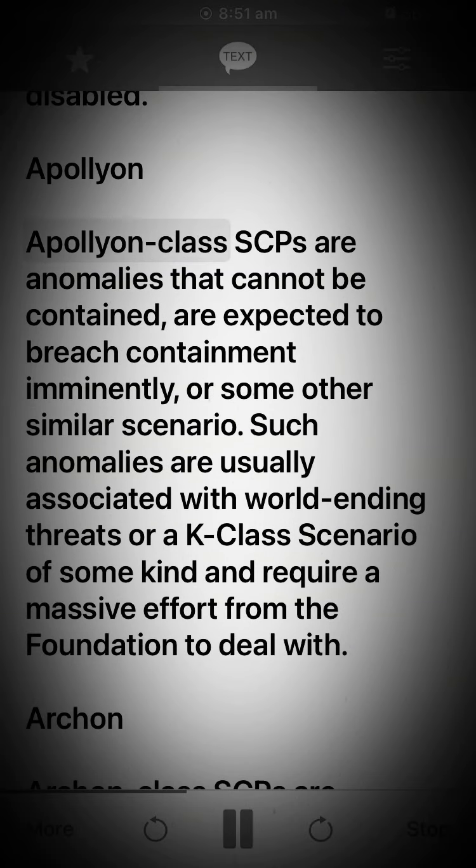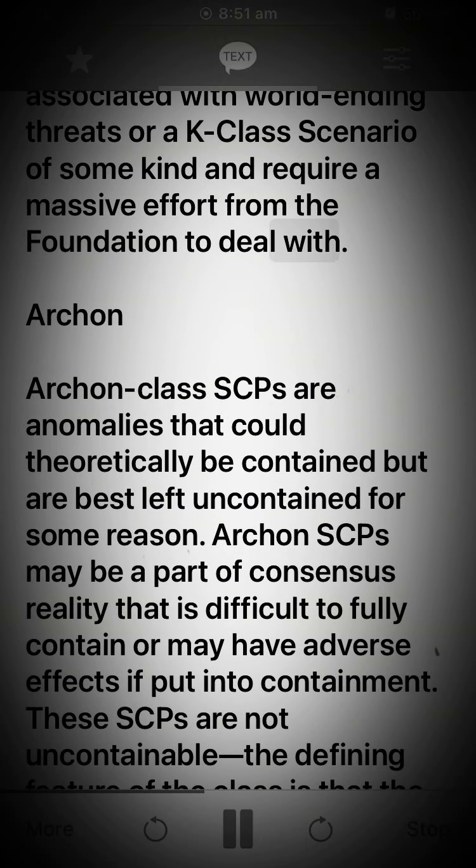Apallion. Apallion class SCPs are anomalies that cannot be contained, are expected to breach containment imminently, or some other similar scenario. Such anomalies are usually associated with world-ending threats or a K-class scenario of some kind and require a massive effort from the Foundation to deal with.